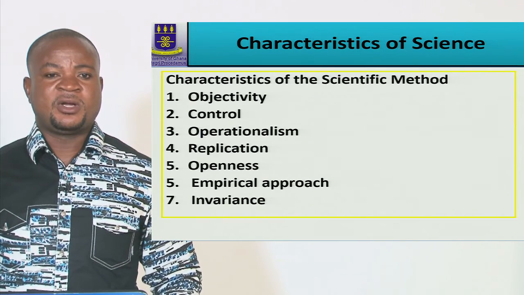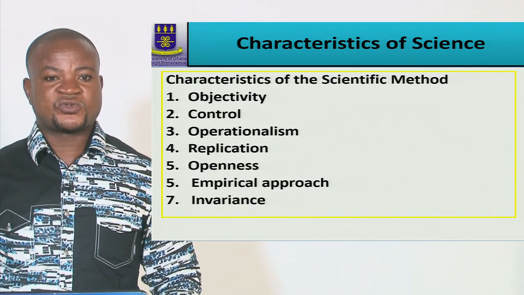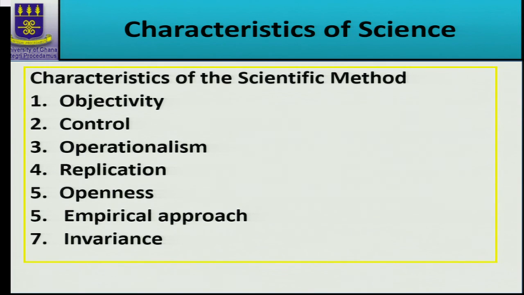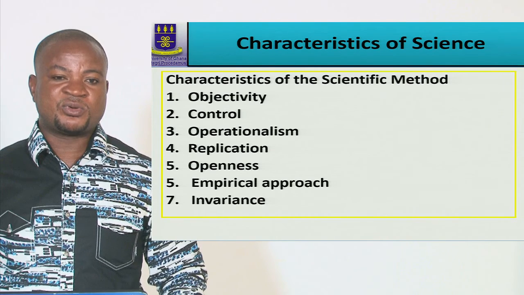And science being objective, with control, makes it very open. It's an open field. Anybody can enter, provided you adhere to the steps that are involved. So there is openness when it comes to science. There is no secrecy. Whatever you are doing, anybody can also be able to do that.